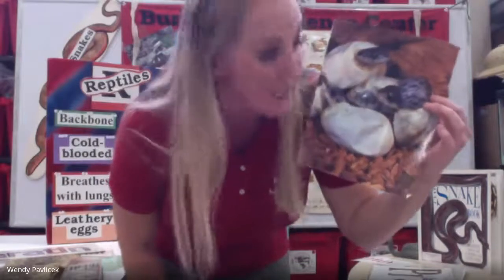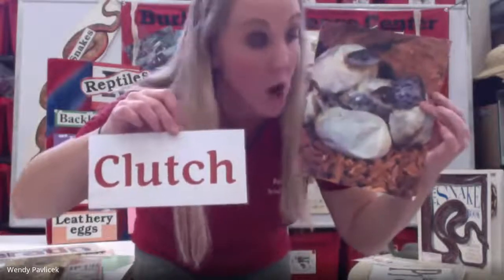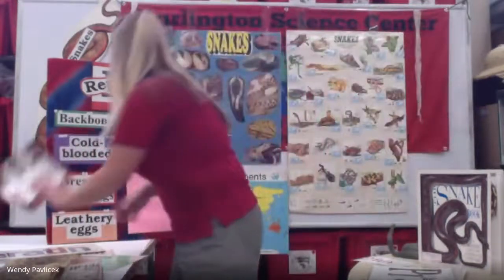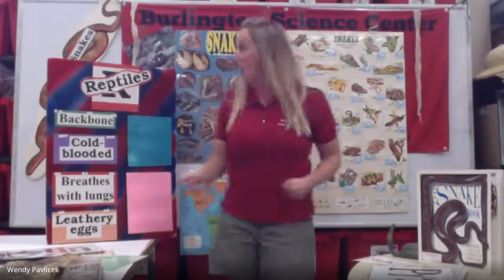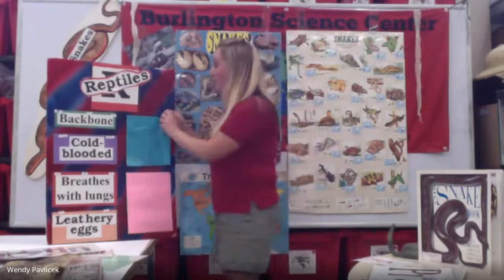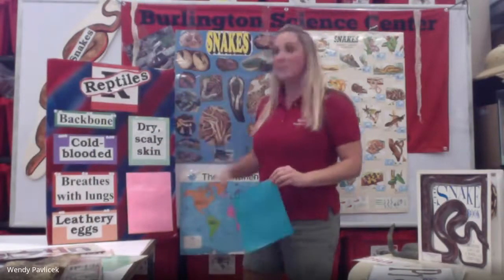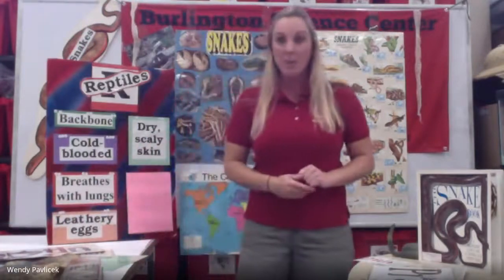Now, when a snake lays a group of eggs, we call it a clutch. Just like a chicken, when they lay eggs, a group of eggs is called a clutch. Can you say that? Clutch. Good job. Awesome. The next characteristic is what snakes are covered with. Their body is covered with dry, scaly skin. Yes, boys and girls.